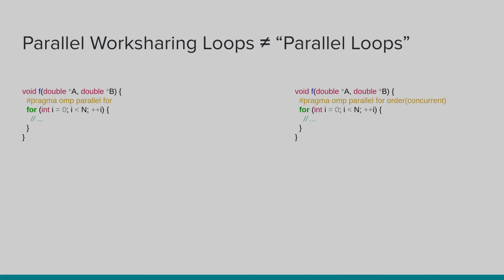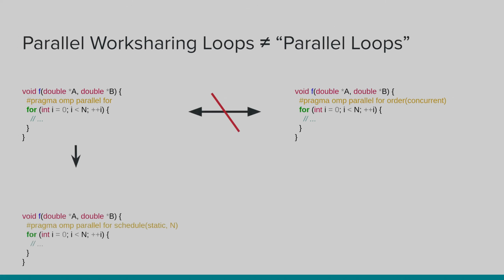So my final thoughts. One thing that I see a lot in academia especially is the idea that a work sharing loop is a parallel loop. On the left, you have a work sharing loop with parallel for. On the right, you have what OpenMP now actually offers you as a real parallel loop. That is a loop that doesn't have loop carried dependencies, and you use order(concurrent). And they're not the same.